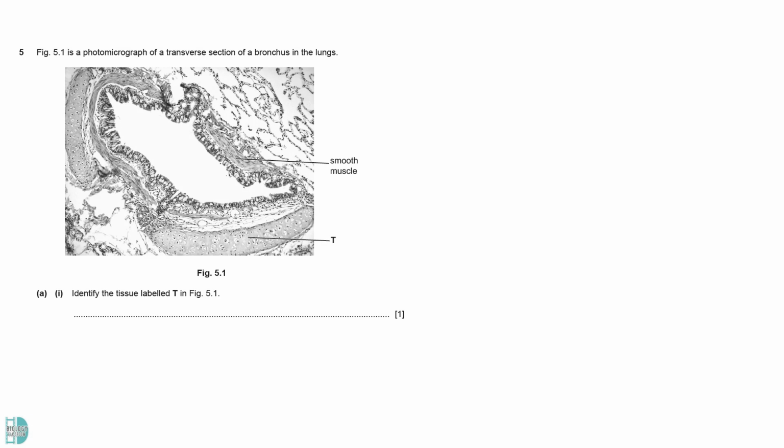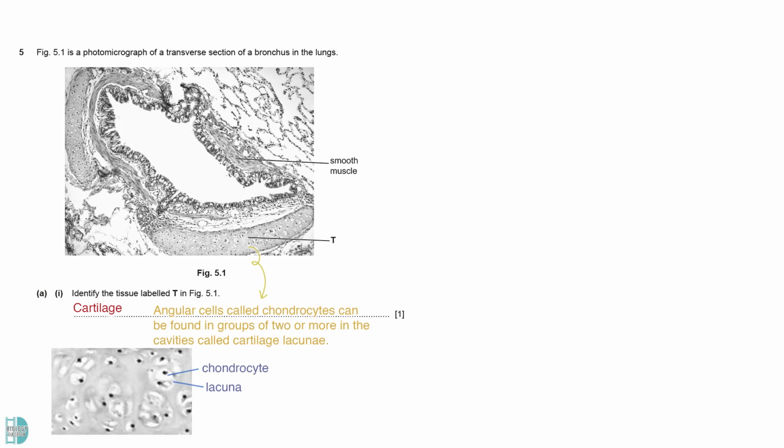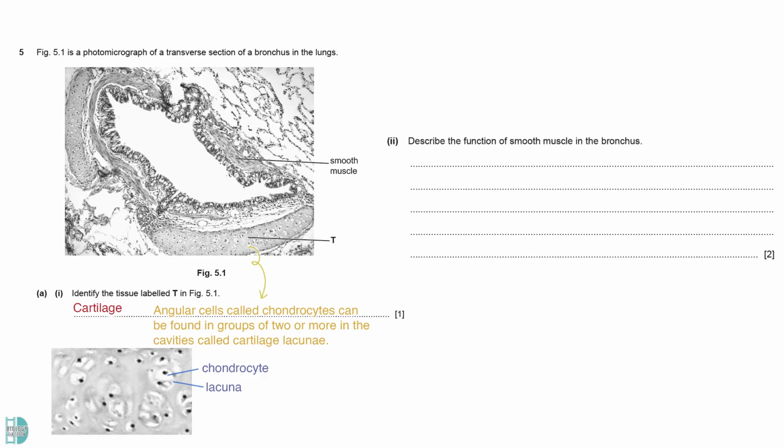Figure 5.1 is a photomicrograph of a bronchus. The tissue labeled T is the cartilage. Angular cells called chondrocytes can be found in groups of 2 or more in the cavities called cartilage lacunae. 2. Describe the function of smooth muscle in the bronchus.